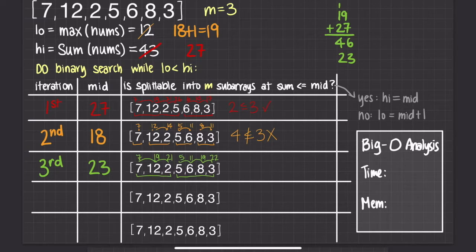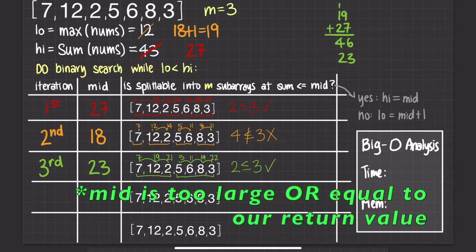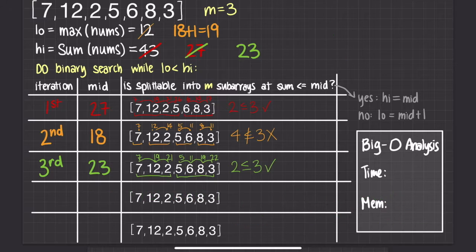Since we can split this into 2 subarrays, which is less than or equal to 3, this means that yes, indeed, we do need to change our high to be equal to our mid, meaning that this mid value right here is too large for our return value. Since low is still less than high, let's continue.